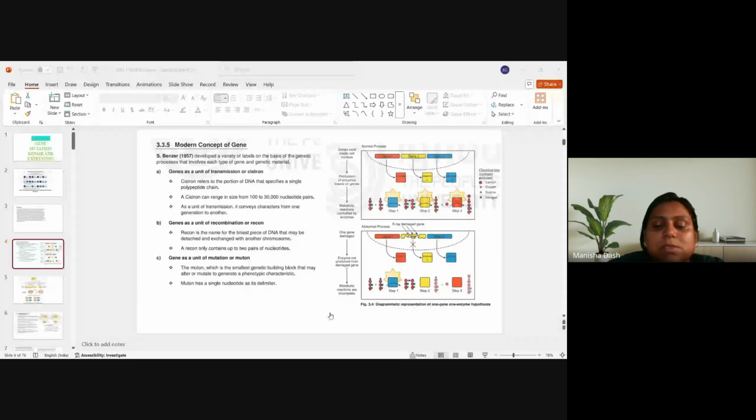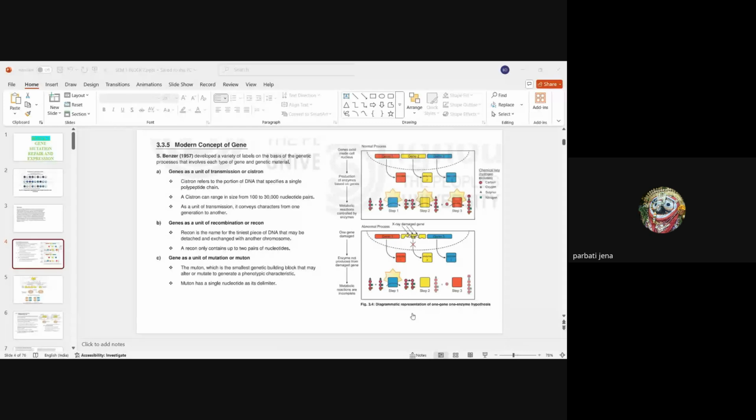Okay. So there comes again the concept of one gene, one polypeptide, or the one gene, one enzyme hypothesis, given by Beadle. As per this hypothesis, a particular gene encodes a particular enzyme that can control a metabolic pathway. Excuse me, ma'am.